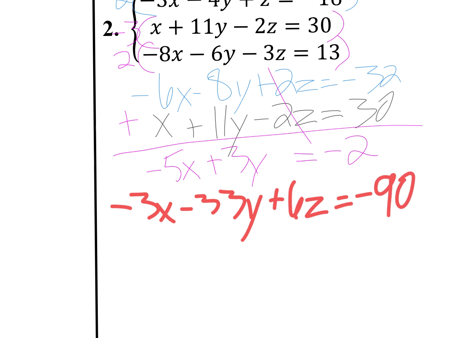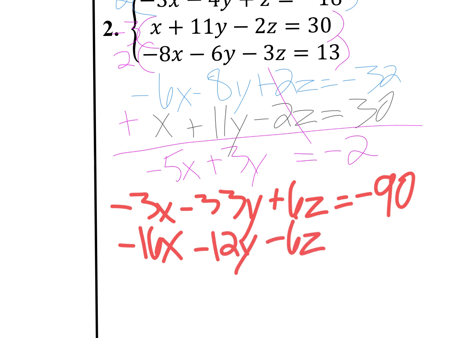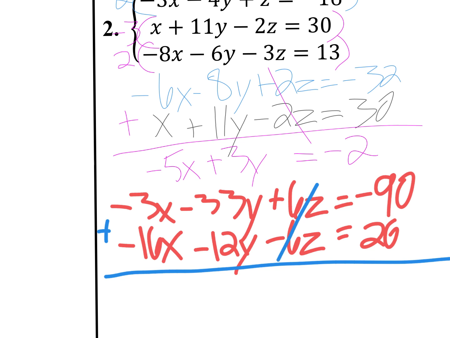And then I look at my third equation with 2 times negative 8x, so negative 16x. 2 times negative 6y is negative 12y. And 2 times negative 3z is negative 6z. And 2 times 13 is 26. So I'll add these two equations together.